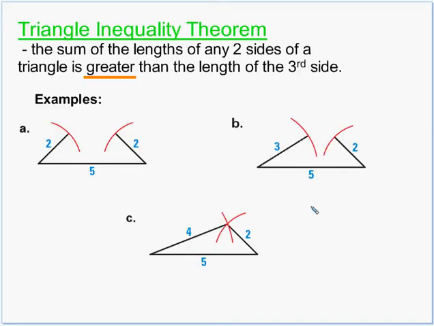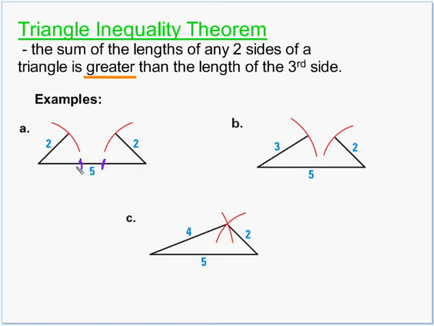Triangle inequality theorem, very important. The sum of the lengths of any two sides of a triangle is greater than the length of the third side. We have three examples here. In this first example, we can see two of the sides have a length of 2. If we were to extend those sides and move those, we don't make it all the way through. The only way we can make a triangle is if we bend that side on the bottom, length of 5.